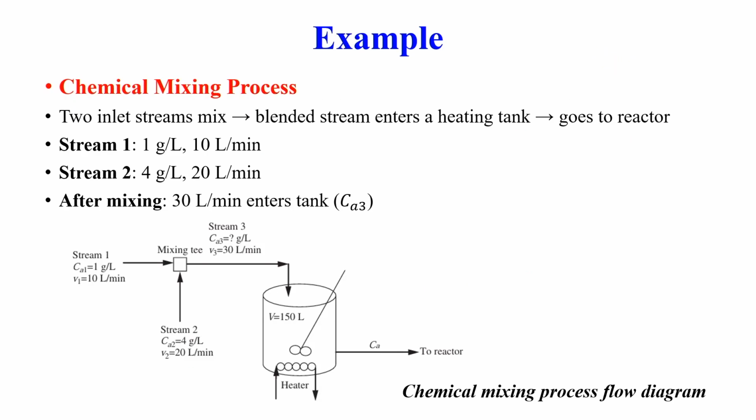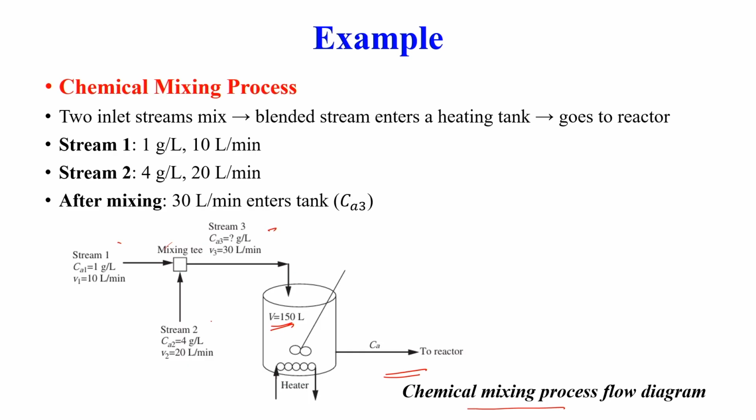So, let us see another simple example here. We are having a chemical mixing process. Here, streams 1 and 2 are getting mixed to get stream 3, and then it is coming into a vessel which has a volume of 150 liters, and finally it is going to the reactor. So, first, there is a mixing tree here, and you need to do the mass balance.